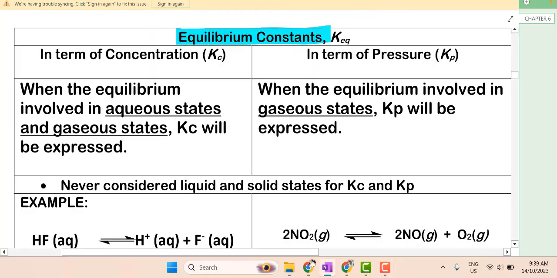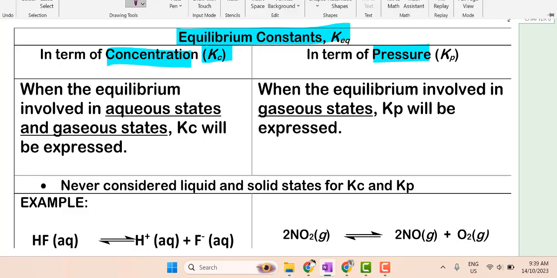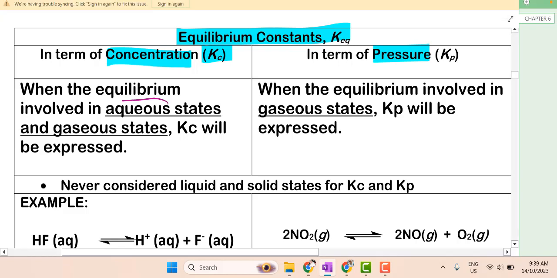The equilibrium constant K can be expressed in two different terms, which are concentration and pressure. We look at concentration first. We call it Kc, the equilibrium constant expressed in terms of concentration. For Kc, we take aqueous and also gaseous state.